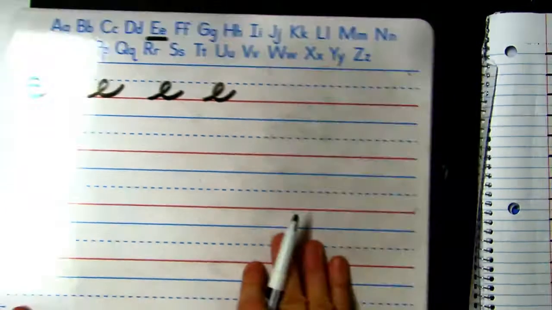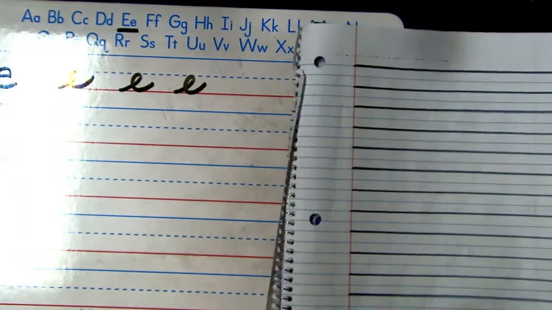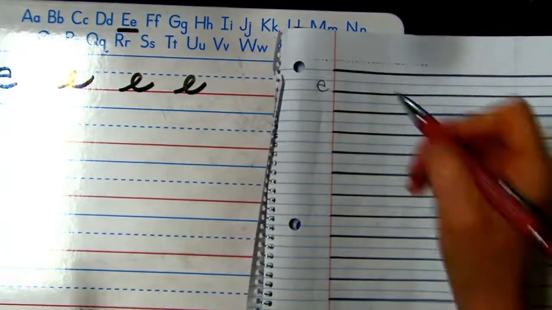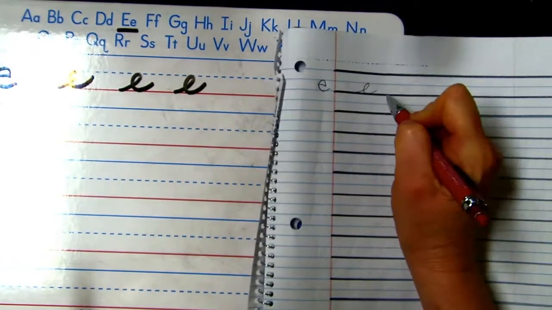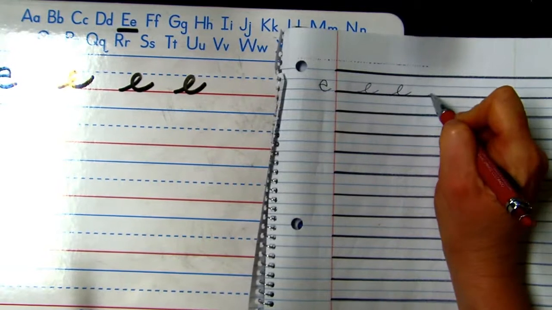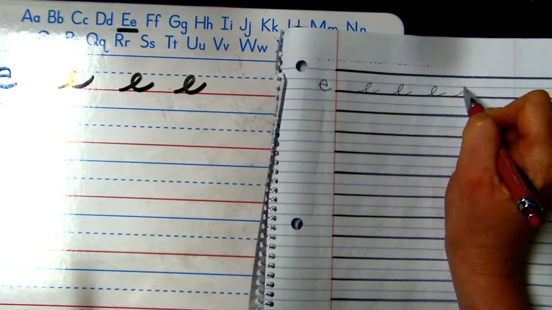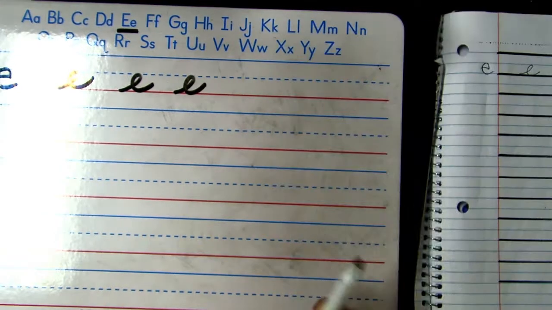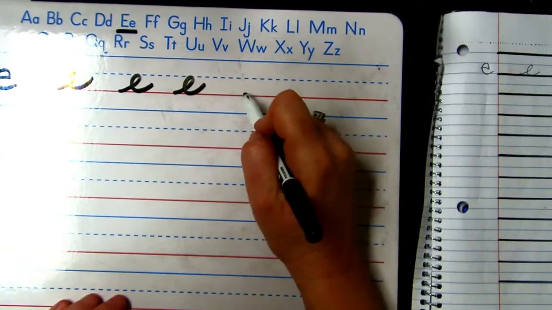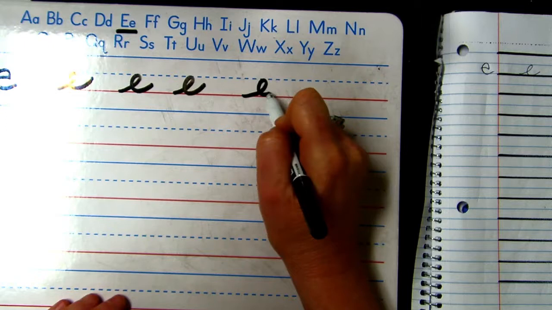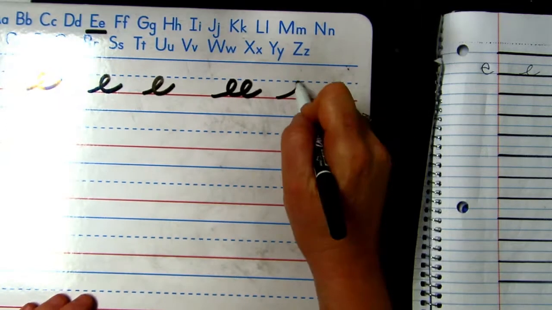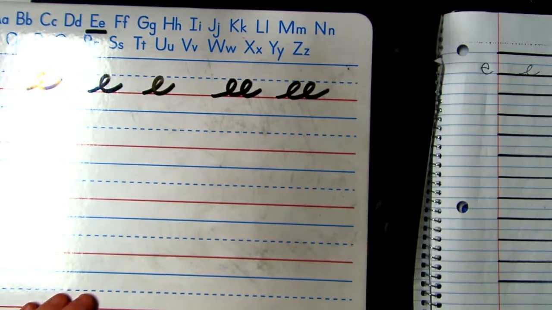Go ahead and practice that, and I will do some on my notebook to help you. There's my manuscript. And there's some E's. Try practicing 2 E's in a row. So E, E, like that. Okay?